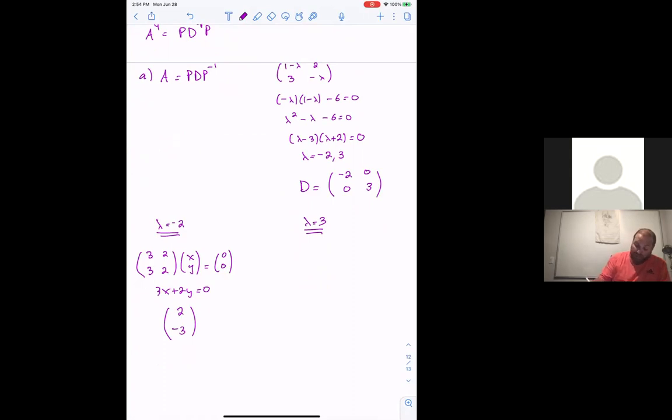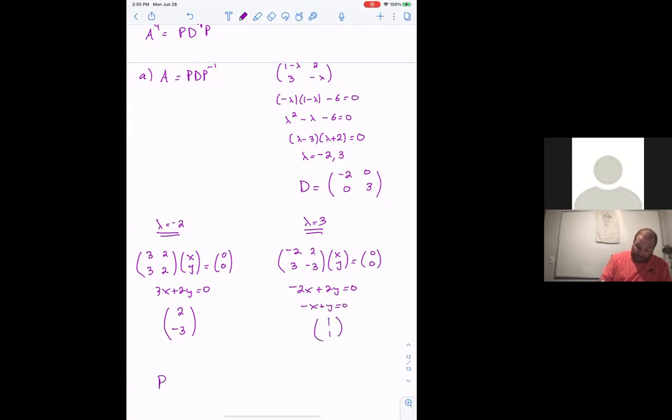6 minus 6, okay. And when lambda is equal to 3, 1 minus 3, negative 2, 2, 3, negative 3, acting on x, y is equal to 0, 0. Negative 2x plus 2y is equal to 0. That's the same thing as saying negative x plus y is equal to 0. That gives me 1, 1.